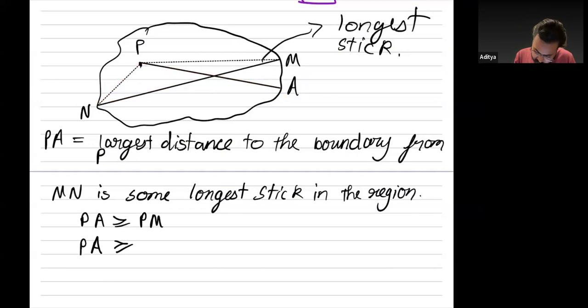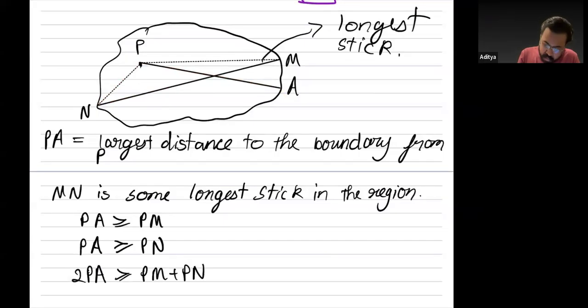PA is greater than or equal to PN. If we add these two equations up, we get 2PA is greater than or equal to PM plus PN. But if you notice, PMN is a triangle. It will always be a triangle. Okay, PMN is a triangle. Sometimes what could happen is that P could lie on MN itself.